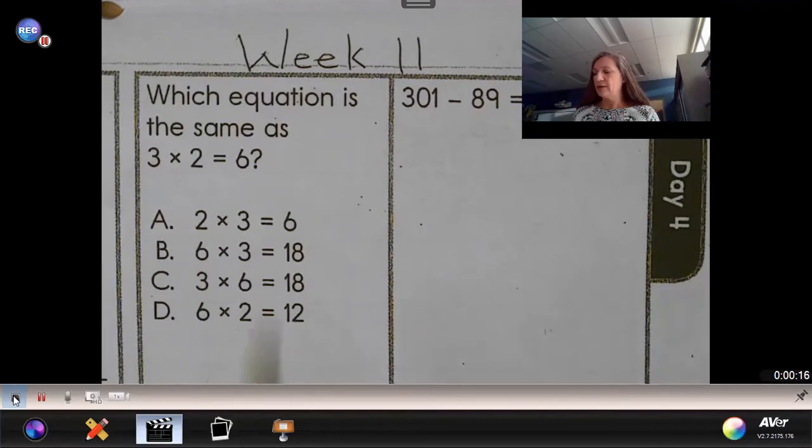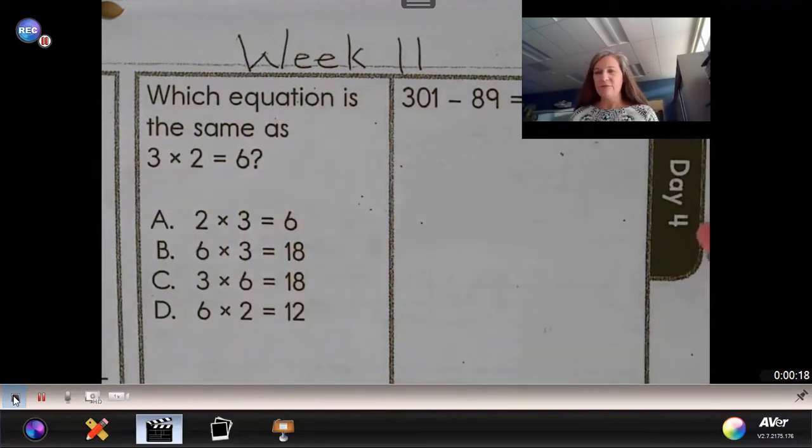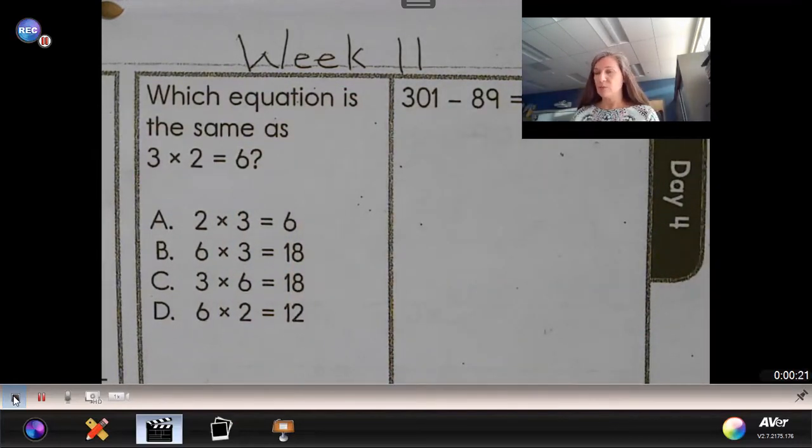We're on week 11, day 4. So today's Thursday. Tomorrow, don't forget to do your DMA quiz. Just a little reminder, to give you a heads up.